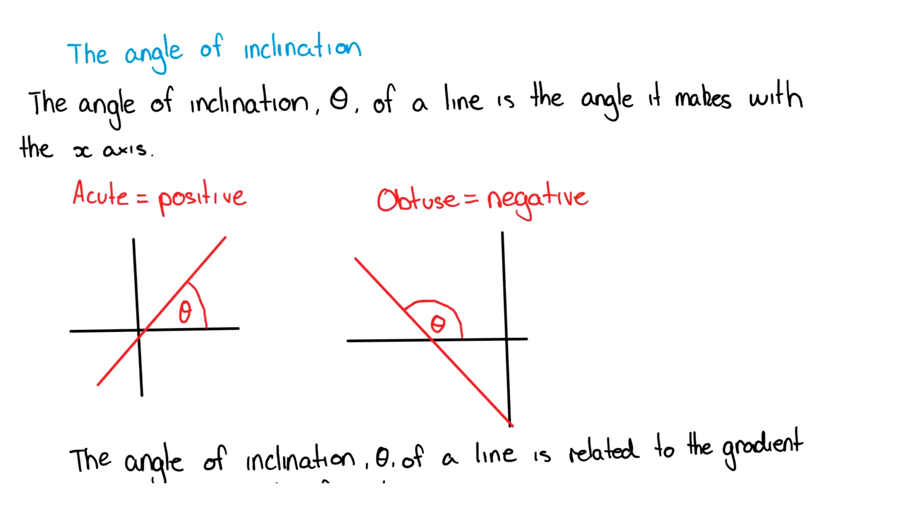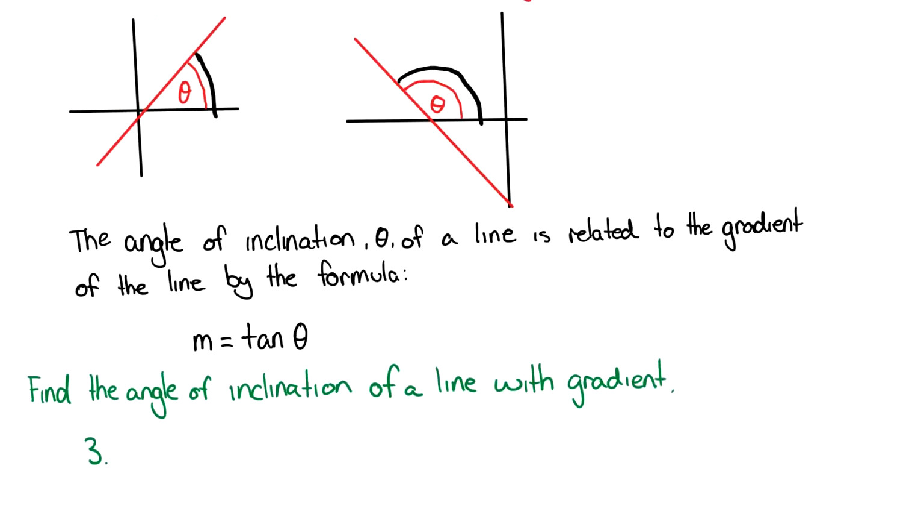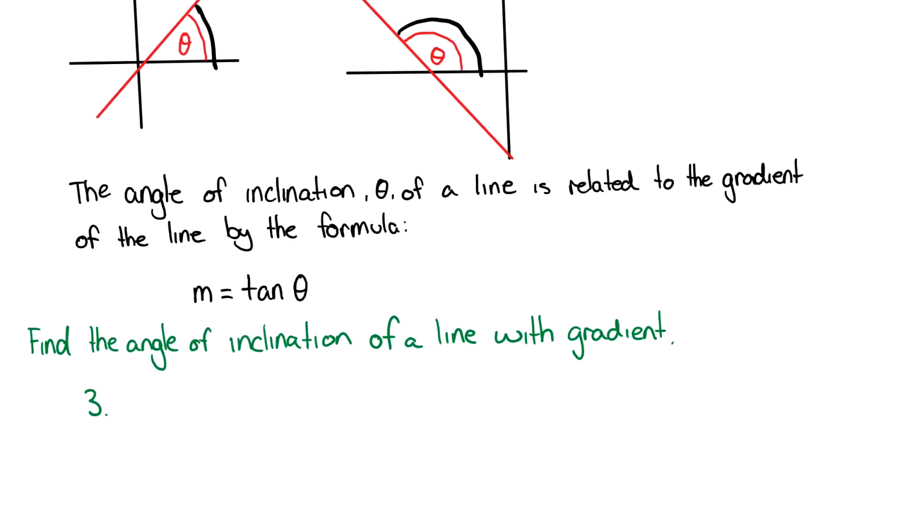Alright, last thing we need to look at is something called the angle of inclination. This is the angle that a line makes with the x-axis. On the left there, you can see we have an acute angle, and we know that's a positive gradient. Whereas if we have an obtuse angle, which is greater than 90, we know we have a negative gradient. There is a formula for this, and it's m equals tan theta. Theta is that symbol there, and we use it to represent angles.